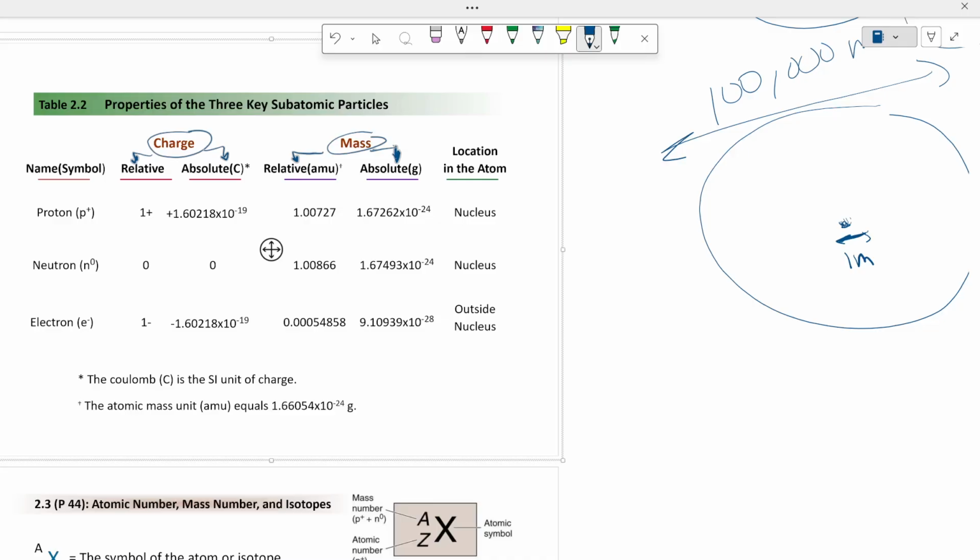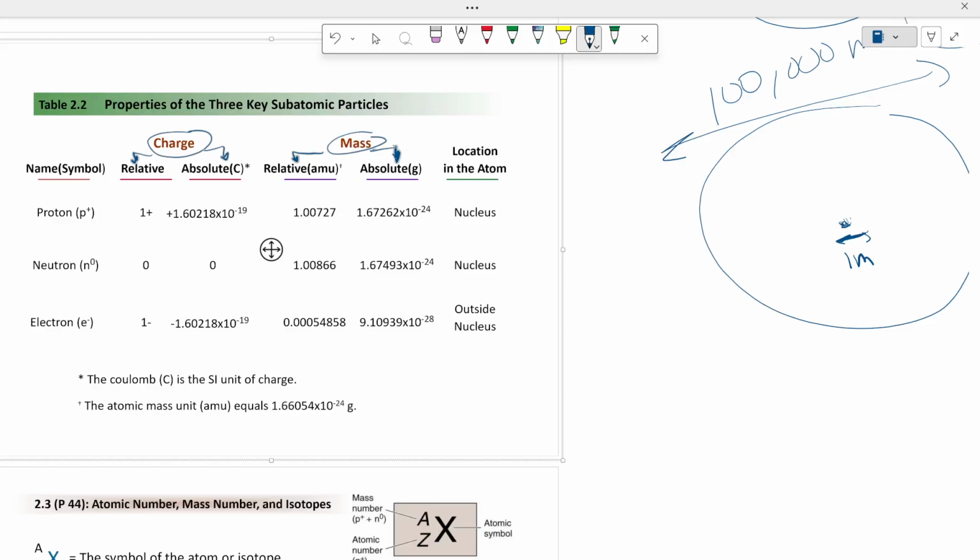So if you compare these three masses together to get the relative masses, you will find that the mass of a proton is 1.007, a neutron 1.008. Let's ignore these fractions. Let's say the relative mass of a proton is 1, the relative mass of a neutron is also 1, while the relative mass of an electron is 0.0005. It's very small compared with the mass of a proton or a neutron.